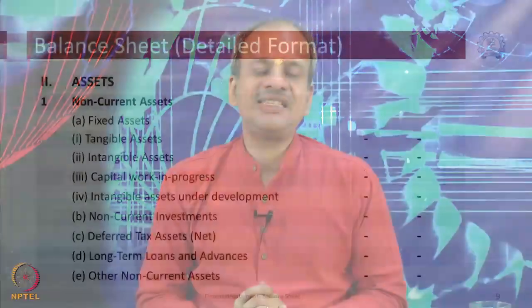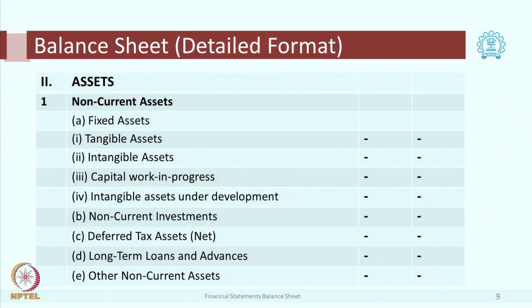Now, go to 1C, that is deferred tax asset. If you remember, in the last session and even in the beginning of today's session, we discussed deferred tax liability. Now, deferred means something which is not due today or in the current year, which is due in later years. If it is a liability, it will be shown as a deferred tax liability. This is a deferred tax asset. So, today you will not get the benefit of it, you will get it after 2-3 years, then it is called a deferred tax asset.